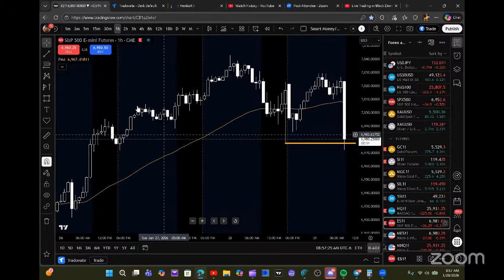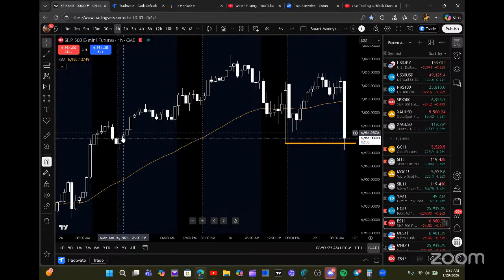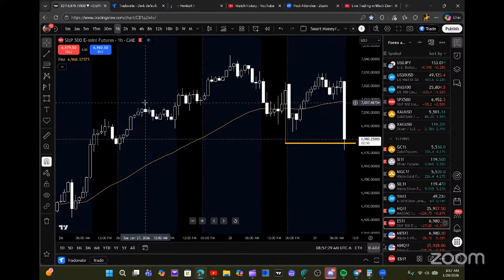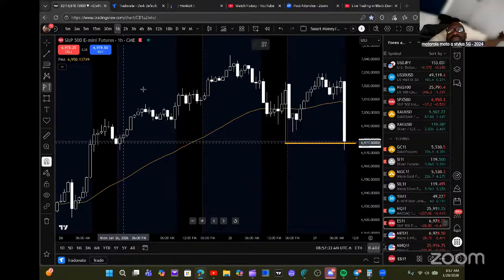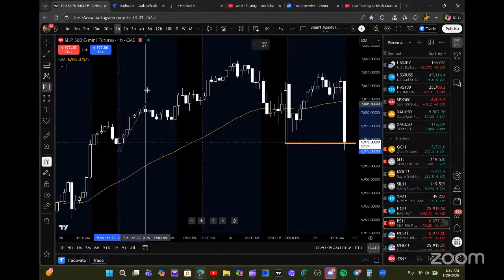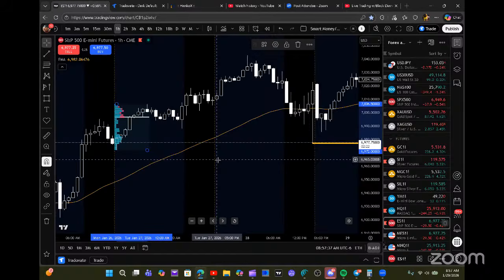So see like this right here, this little up move on the 1 hour, from this low to this high. Now watch, if I place it from here to here, see, you got several.